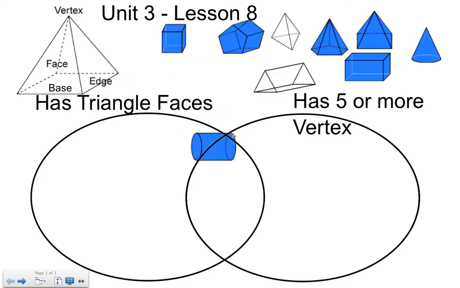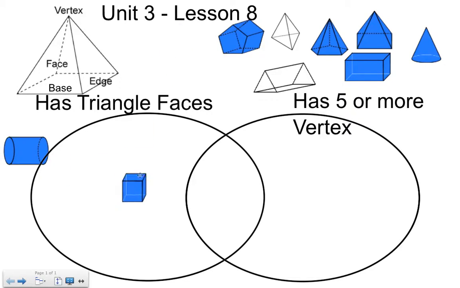So here I have a cylinder. So look at the cylinder. This does not have any triangle faces. This does not have 5 or more vertex, so unfortunately does not fit in our Venn diagram. I'm going to slide it out. Here we have a cube. This cube does not have triangle faces, but let's see if it has 5 or more vertexes. I can see there's 1, 2, 3, 4, 5, 6, 7, 8. So clearly it has 5 or more that will fit right here.